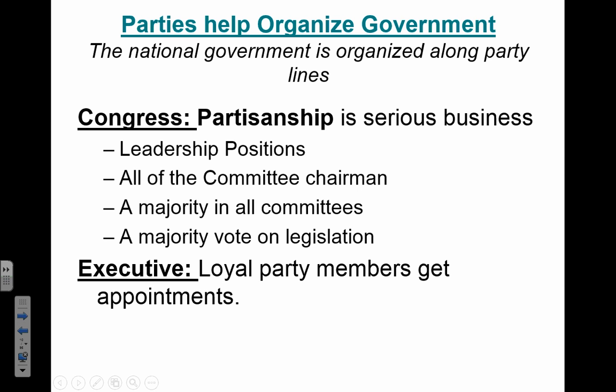When it comes to the executive branch, the president is part of the executive branch, but there are many others. We have ambassadors, we have cabinet members, we have things like that. They almost always are going to come from the majority party.